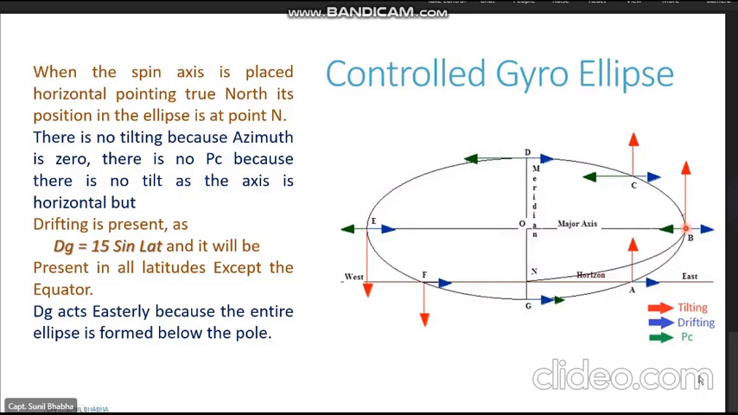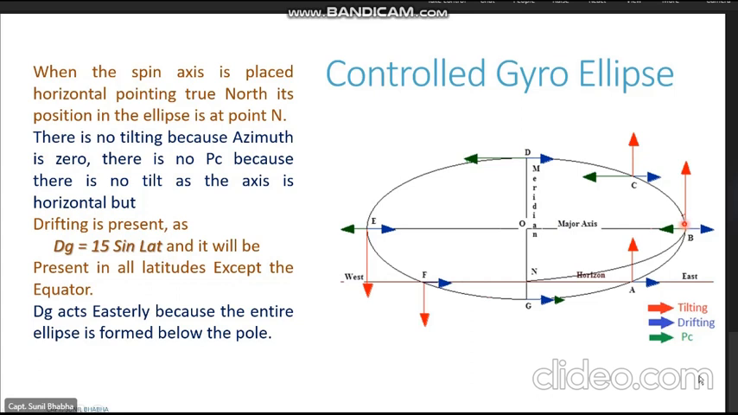Now, since control precession and drifting are equal and opposite, the spin axis will not have any easterly or westerly motion. They will both cancel out each other. At point Bravo, the tilting is maximum. It is the strongest and it is upward tilting. So from point B now, the spin axis moves upwards. It neither goes to east nor goes to west. It moves upwards.